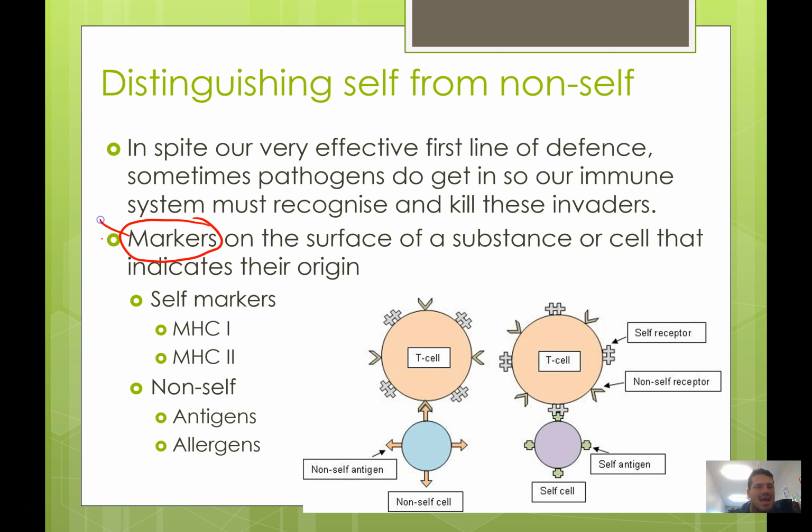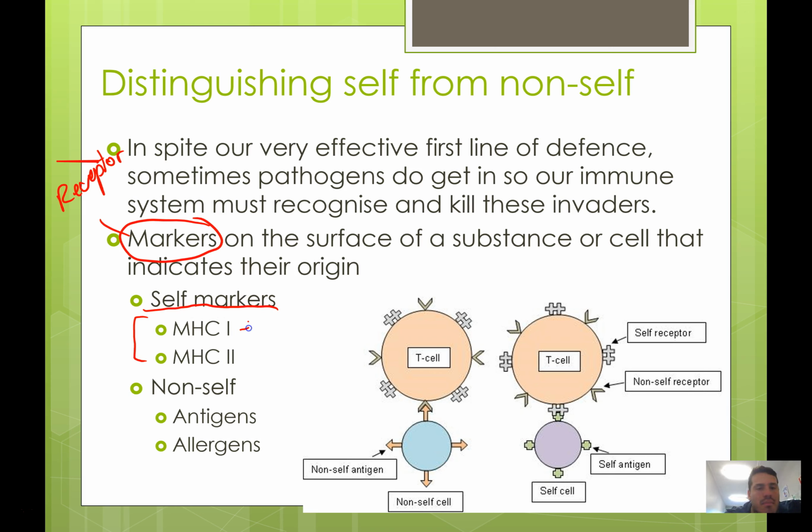What markers are is actually just receptors: specific types of receptors on the surface of a substance or a cell that indicate where they're from. The two types are the MHC1 and MHC2 markers, and these make up what we call the self markers. They're the markers that tell our body that this cell belongs to us.